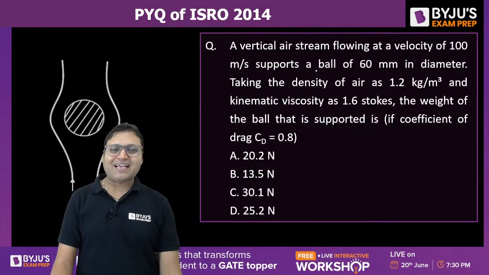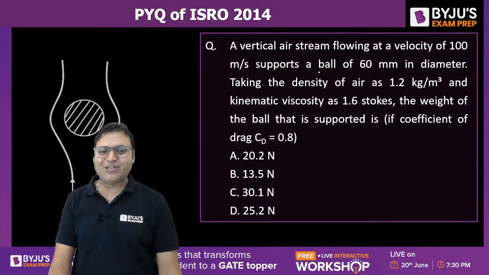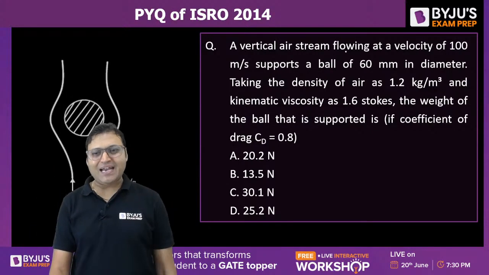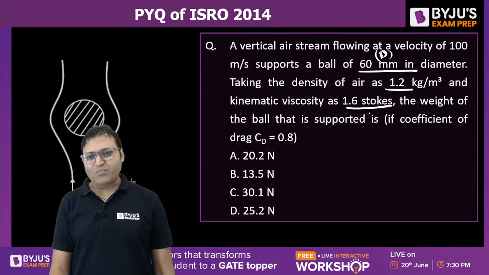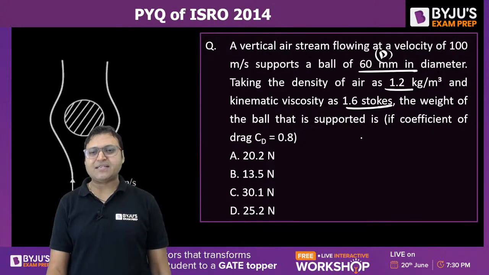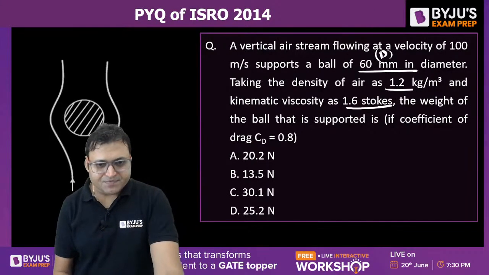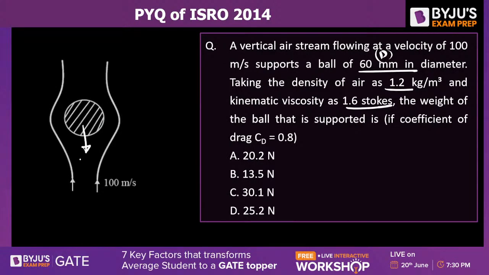All right. The next question is from drag and lift. Can you solve this one? A vertical air stream flowing at a velocity of 100 meter per second supports a ball of 60 mm in diameter. This is the diameter, it is not the radius. Taking the density of air as 1.2 kg per meter cube and the kinematic viscosity 1.6 stokes, the weight of the ball that is supported is... Can we say the weight of the ball, which is always acting in downward direction, should be equal to the drag force? Do we consider the buoyant force or not?